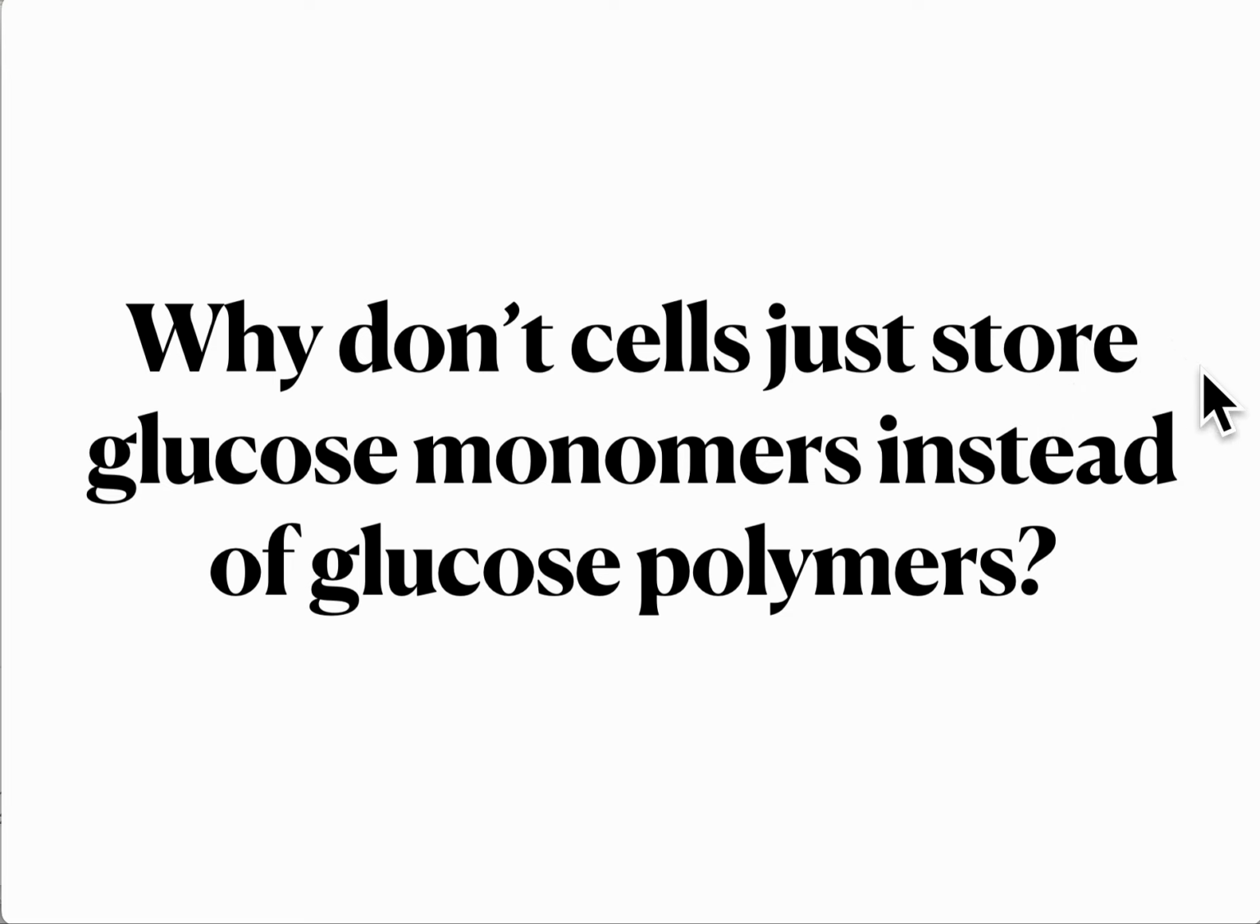Why don't cells just store glucose monomers instead of glucose polymers? This is because the concentration of glycogen molecules is lower than the concentration of equivalent glucose molecules, right? Because 1 mole of glycogen molecules will be like, 1,000 moles, for example, of glucose monomers, right? If you break all of its monomers apart. So because it has a lower concentration, it decreases the osmolarity pressure and thus prevents the cell from lysing due to hypotonicity.